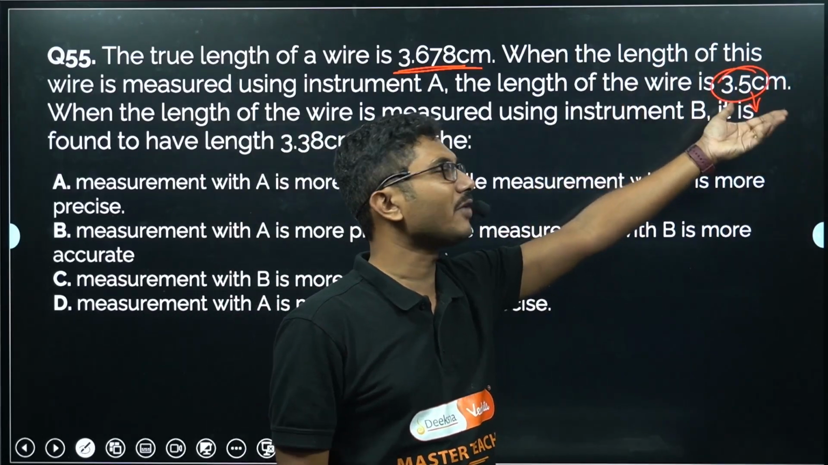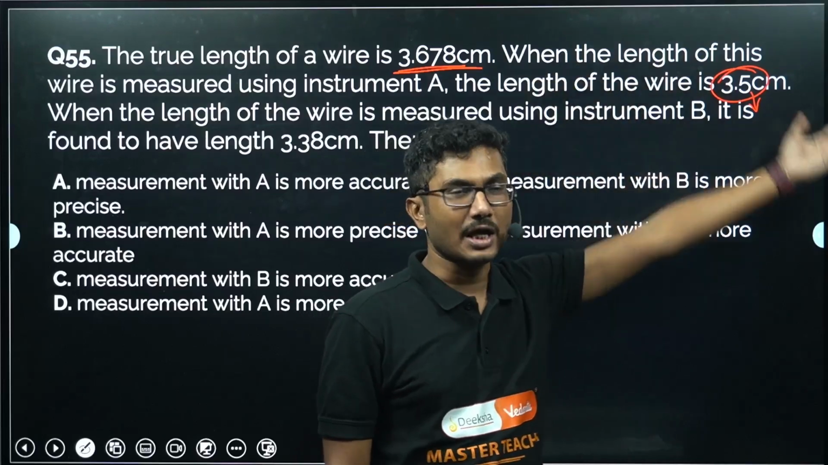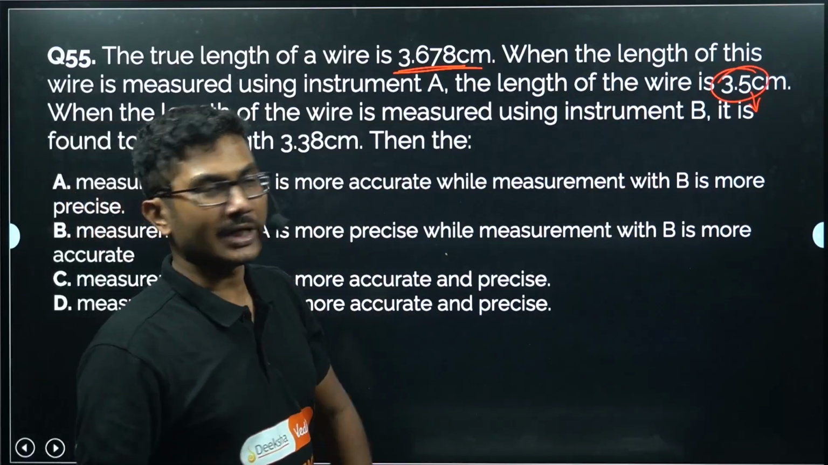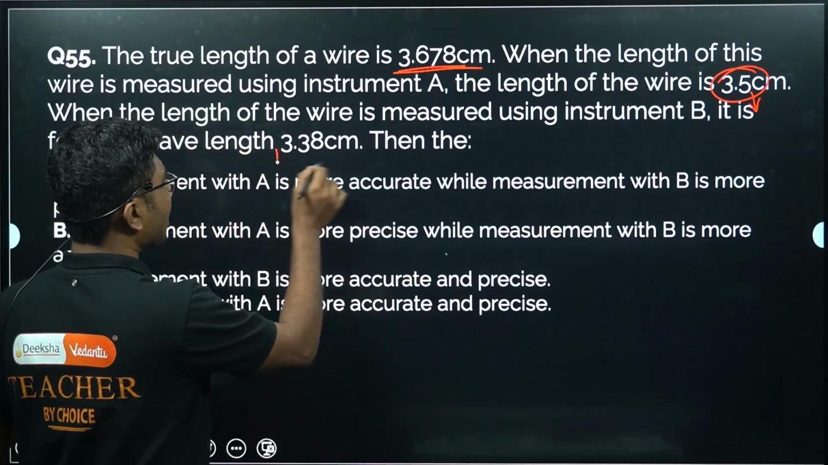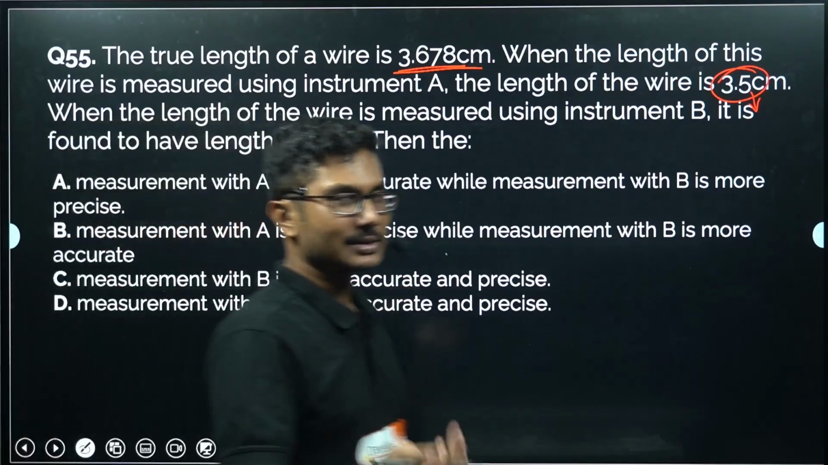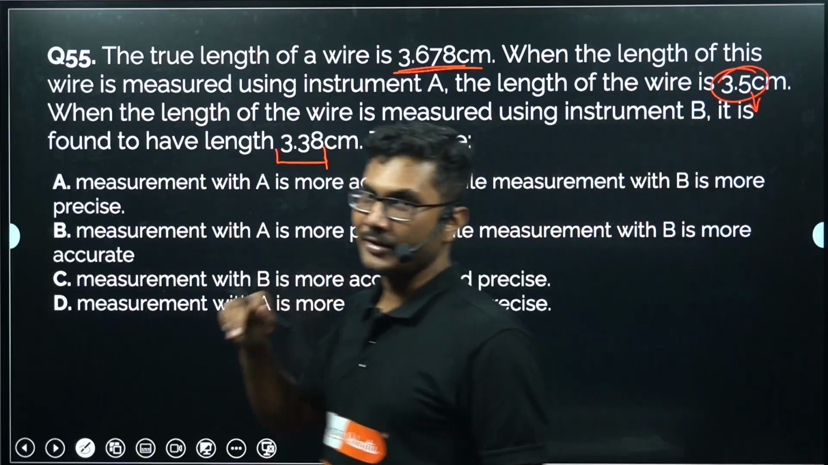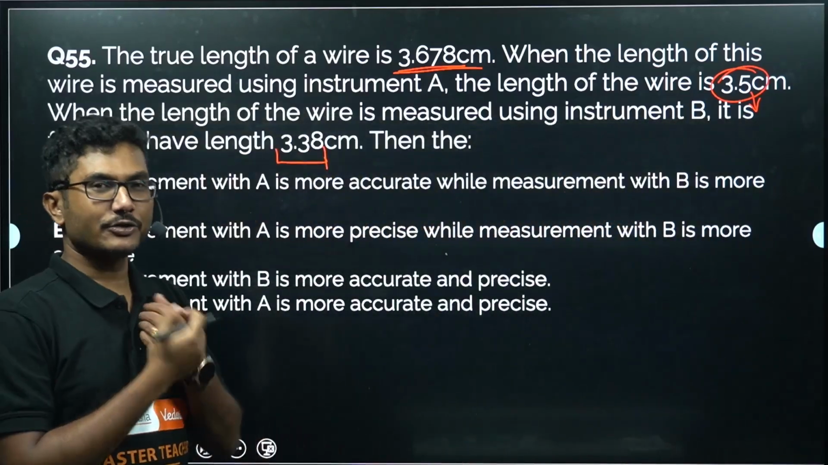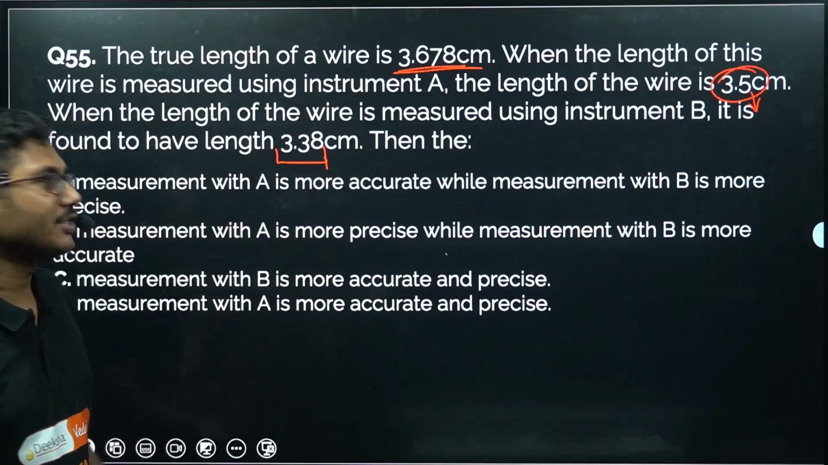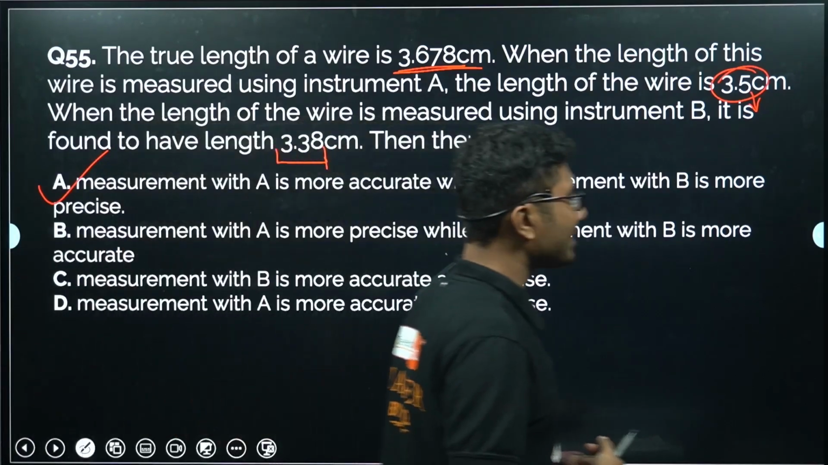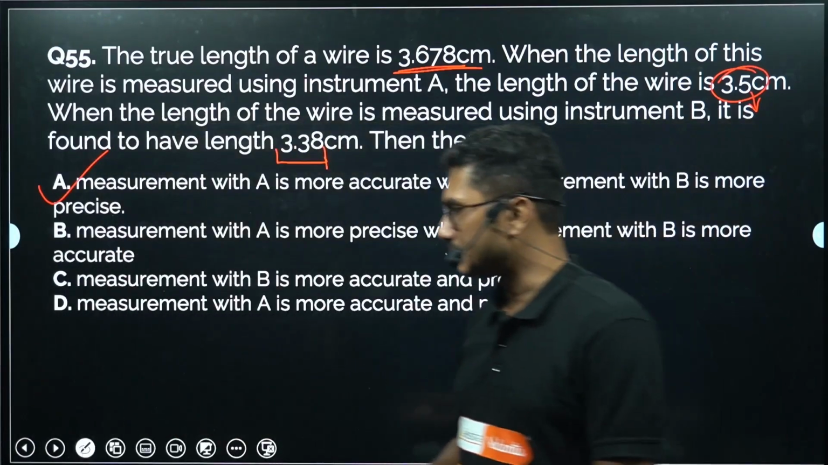But after 3.5 there is no more precision. Precision is how many decimals it can measure. So, here it can measure up to 2 decimals. That means it is more precise, but it is not very much accurate, because it is not giving me the actual value, but it is giving me more precision. So, measurement with A is more accurate, whereas measurement with B is more precise.